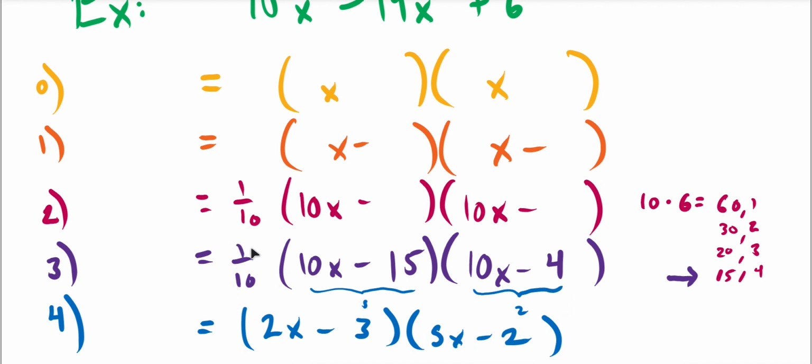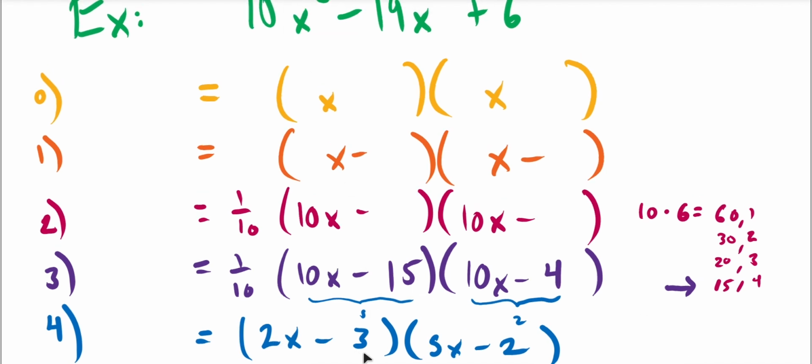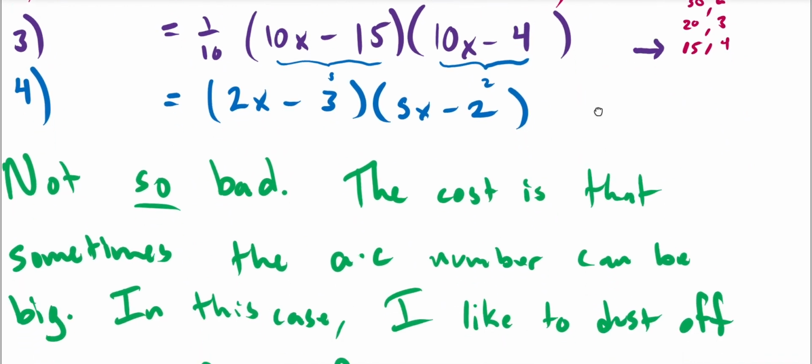And this is going to cancel with the 1/10. 5 times 2 is 10, times 1/10 is 1, and we have our remaining factors. So this is the factored form. We could check, if we wanted to, 5x times 2x, that's 10x squared, minus 3 times 5x, that's 15x, minus 2 times 2x, that's minus 4x, and 15x plus 4x is 19x. Minus 3 times minus 2 is positive 6. The checking is complete. This really isn't so bad.